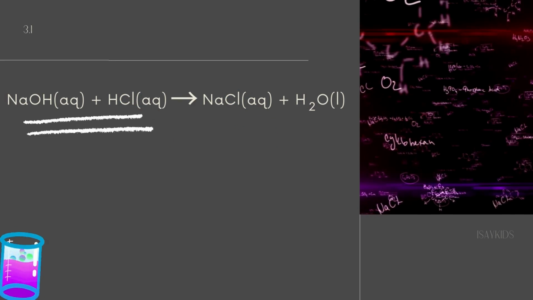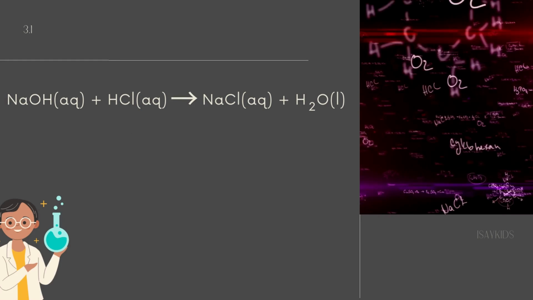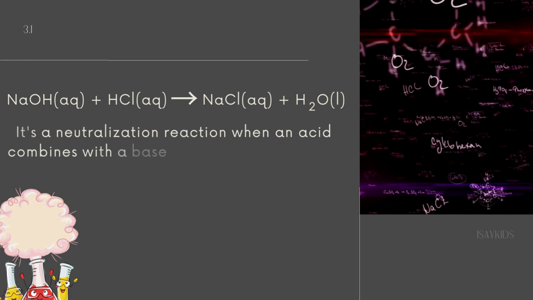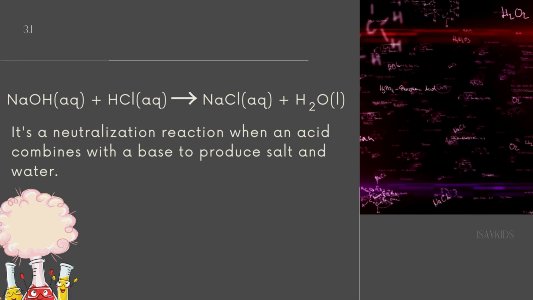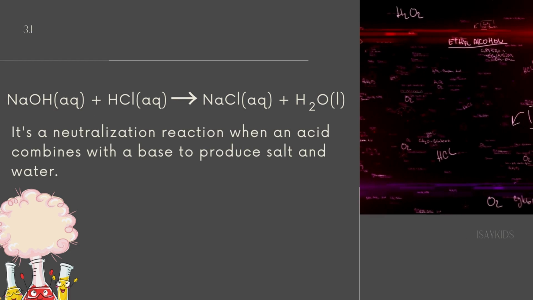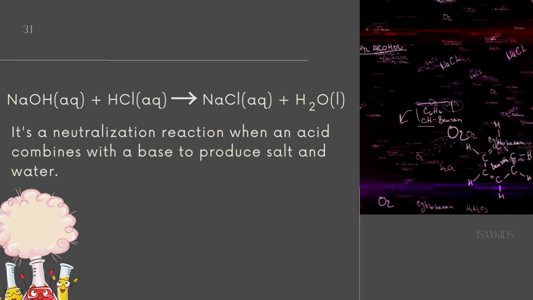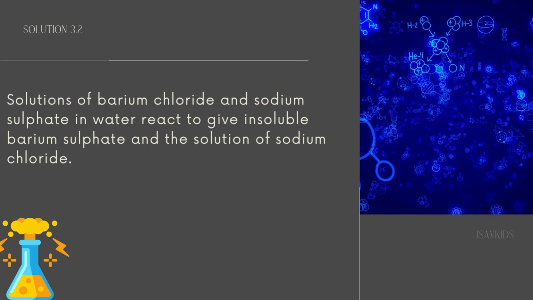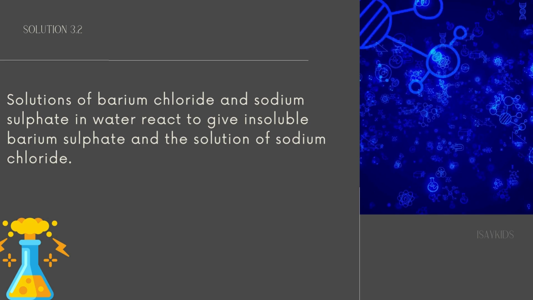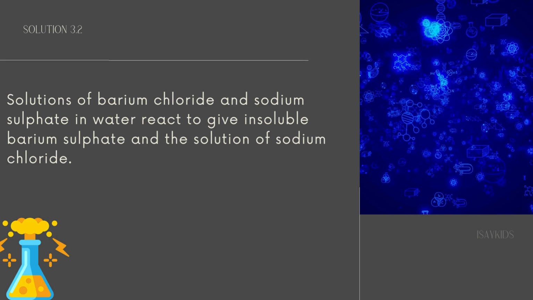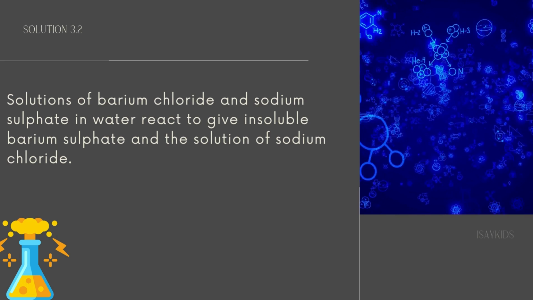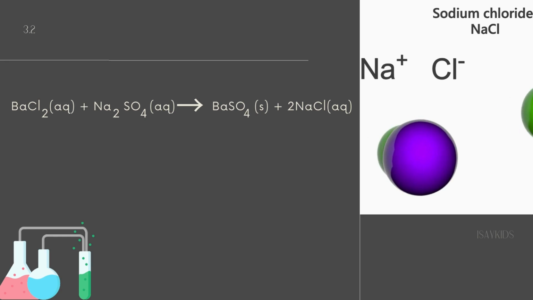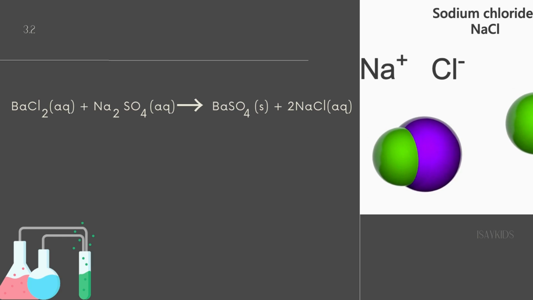Thus, when sodium hydroxide and hydrochloric acid combine, sodium chloride salt and water are formed. It's a neutralization reaction when an acid combines with a base to produce salt and water. Moving on to the next one. Solutions of barium chloride and sodium sulfate in water react to give insoluble barium sulfate and the solution of sodium chloride. The equation is BaCl2 plus Na2SO4 gives BaSO4 plus 2NaCl.